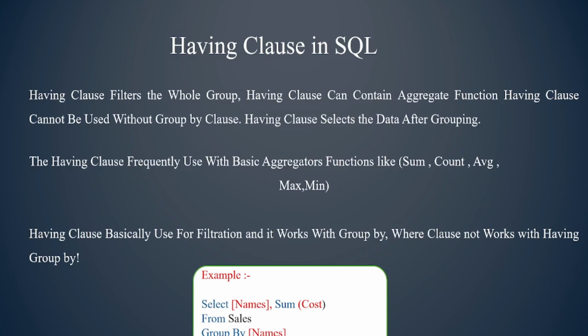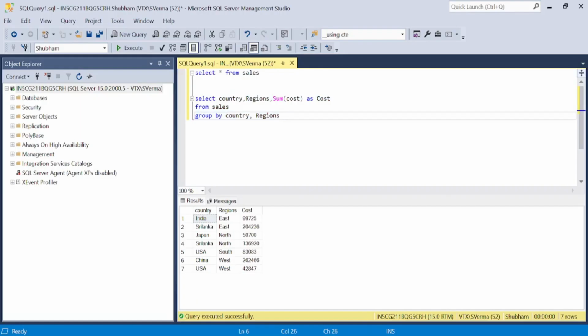So let's go back to the SSMS screen, and now let me rewrite this query first. I am taking only one column name here, which is country. And now let me execute this query. So suppose after making the GROUP BY, I want to add more filtration here. I want to see only those records which are greater than 2 lakh. So what can I do? I can use the HAVING clause here to get more filtration.